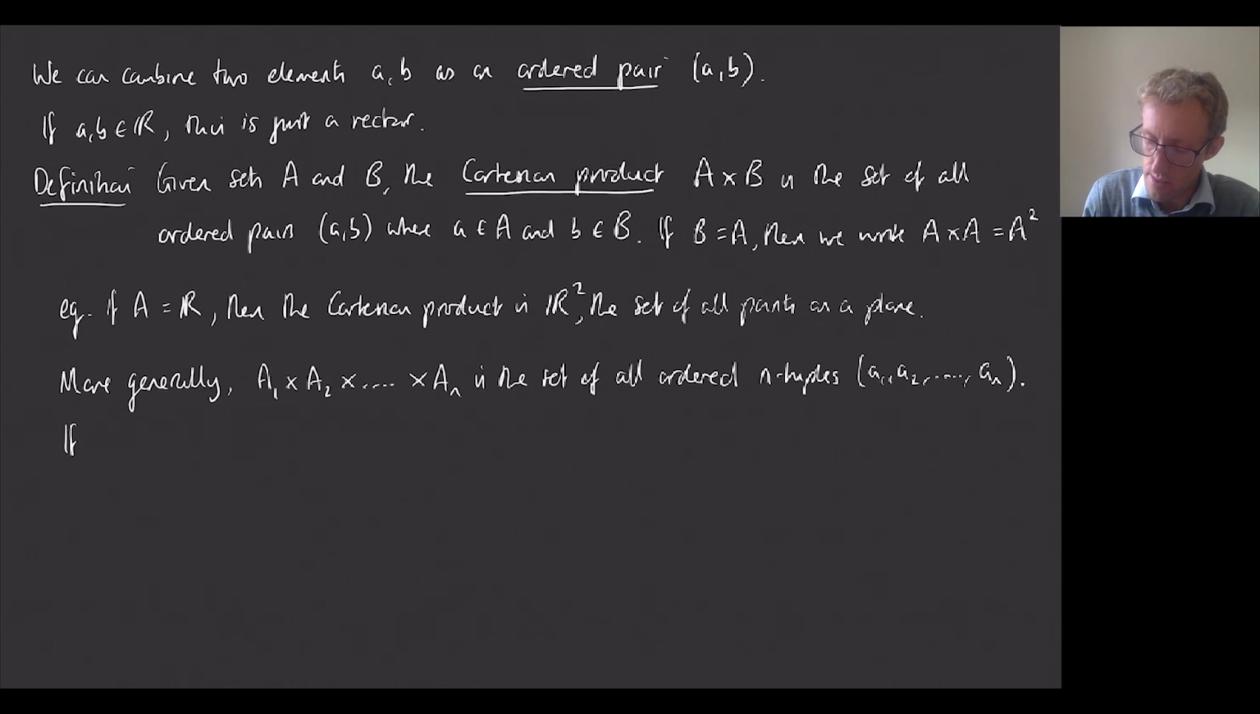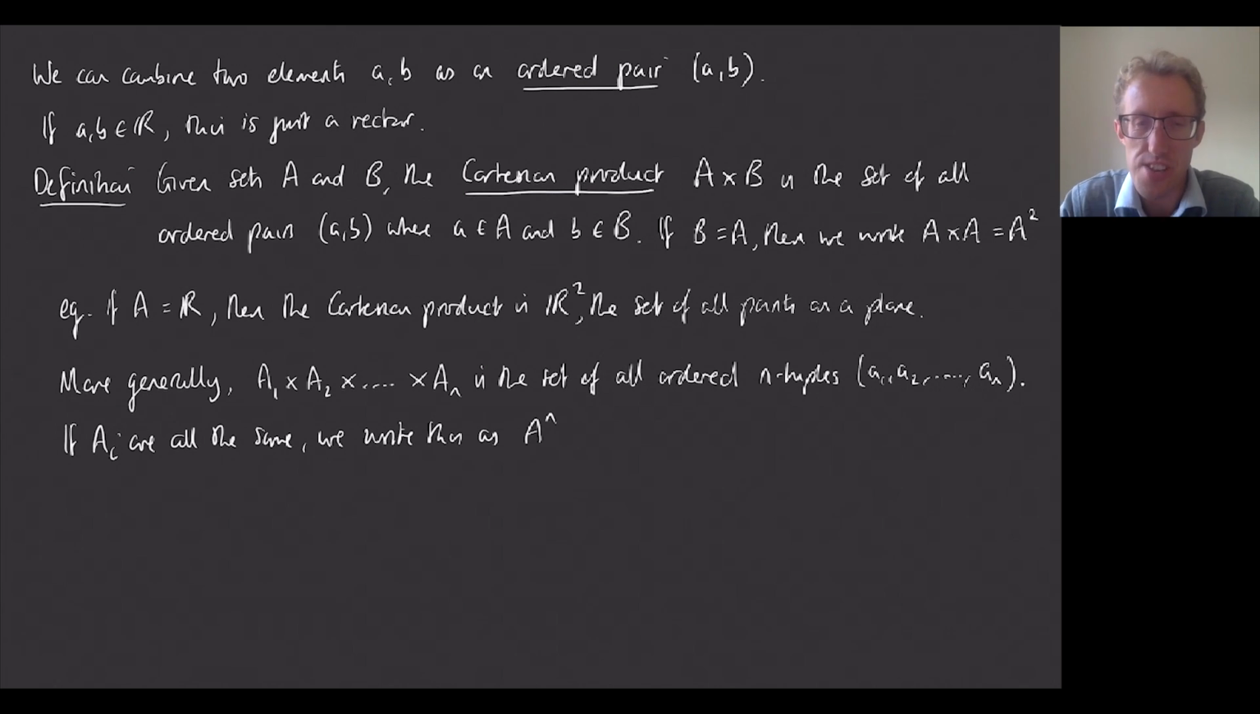Okay, and if the Ai are all the same, we write this as A^n. And you'll see that quite a lot, especially in geometry. You'll be dealing with R^3, for instance, which is three-dimensional space. Okay, so that's Cartesian products.